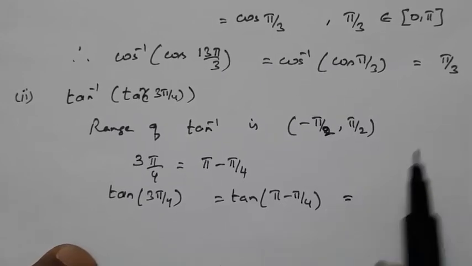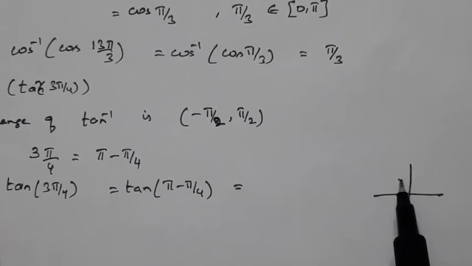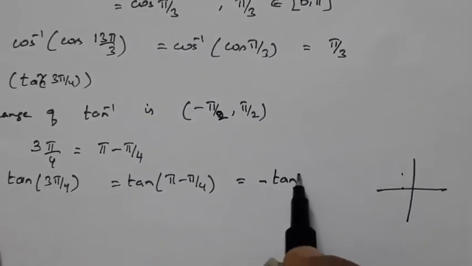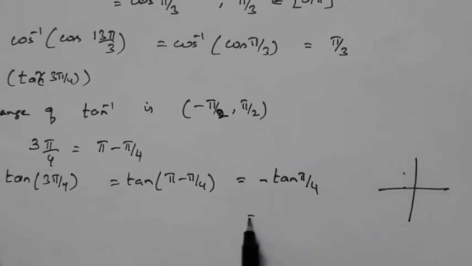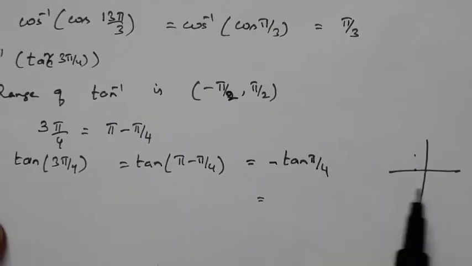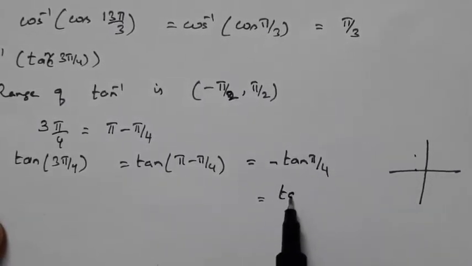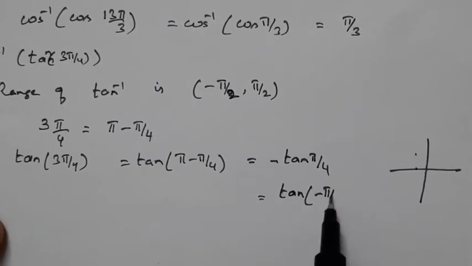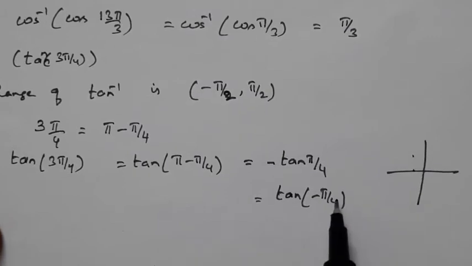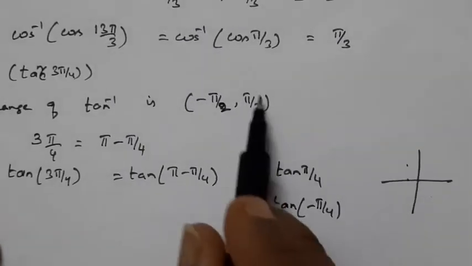So tan of pi minus pi by 4 means this lies in the second quadrant. In the second quadrant, sine is positive, tan is negative. So it will be minus tan pi by 4. Now still you have to express it as an angle either in the first or in the fourth quadrant. So minus tan pi by 4 can be replaced as tan of minus pi by 4, as minus tan theta is equal to tan of minus theta. Now minus pi by 4 clearly belongs to the fourth quadrant, which is in our required range.